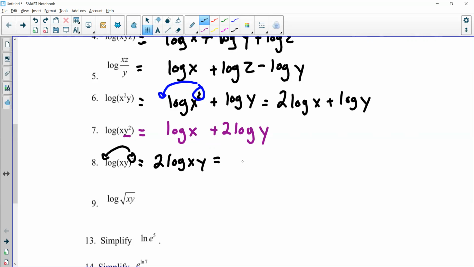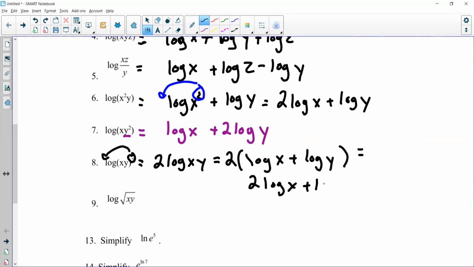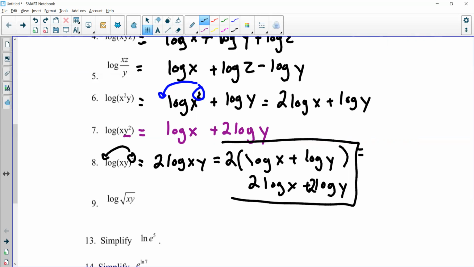Then I'm going to split the xy. So 2, when I split it, it has to be in parentheses because that 2 should be on everybody. So 2 times (log x plus log y). So that is the parentheses. Now, if you were to distribute, so you have 2 log x plus 2 log y, you will still get the right answer. I want you to know these are both okay.